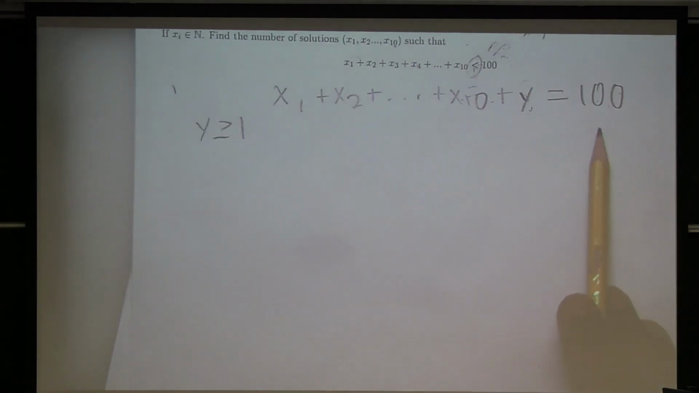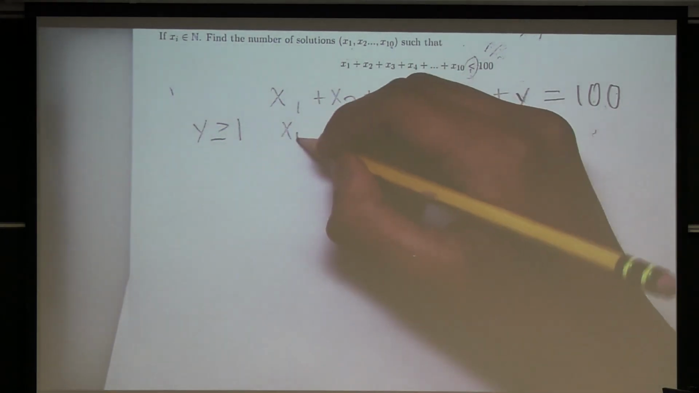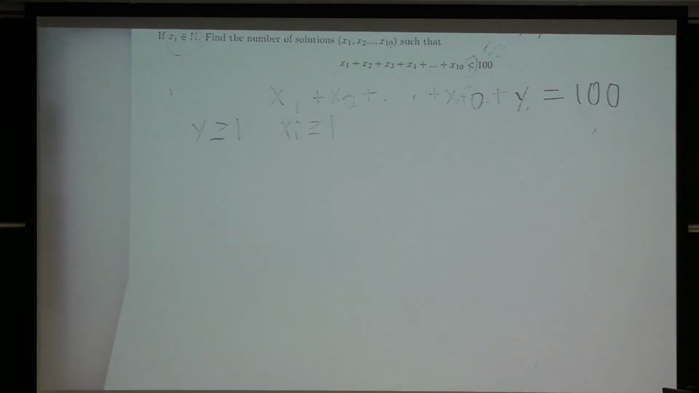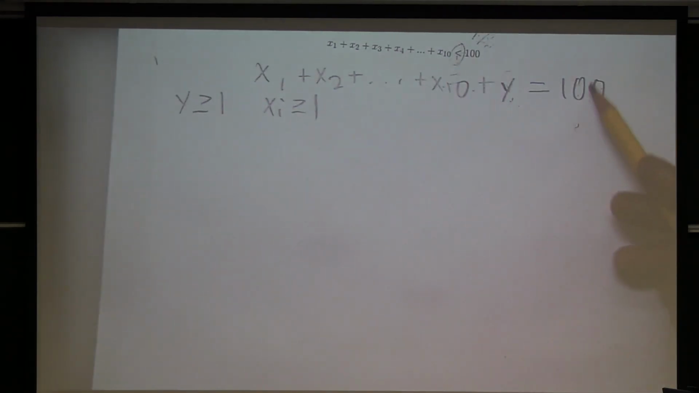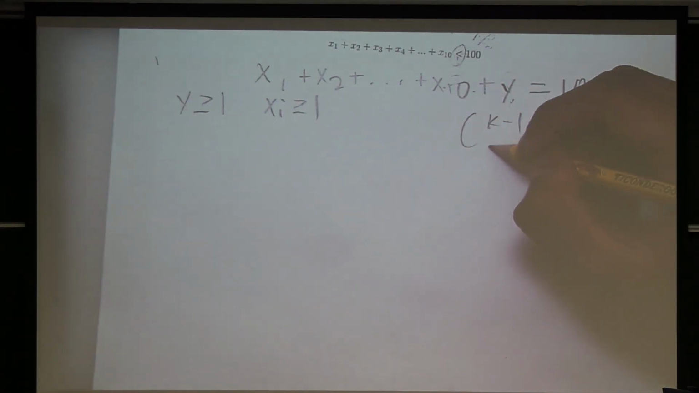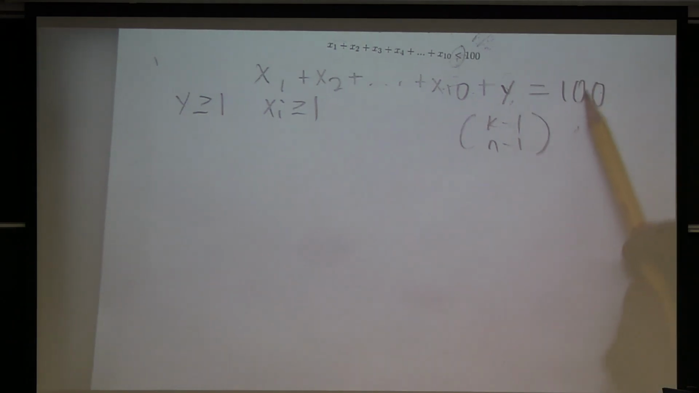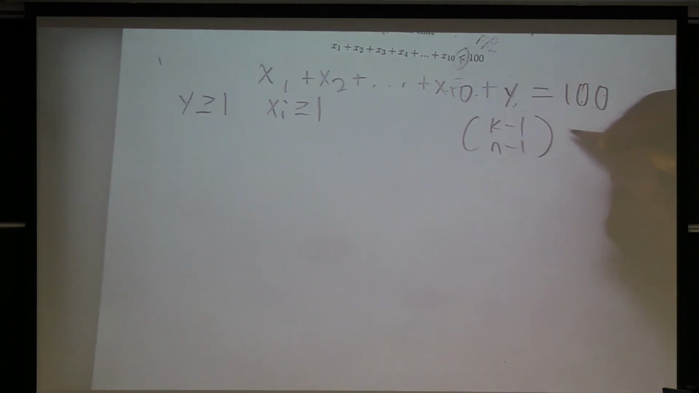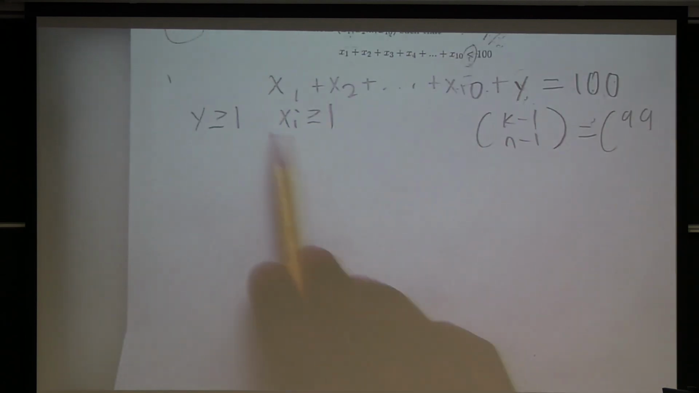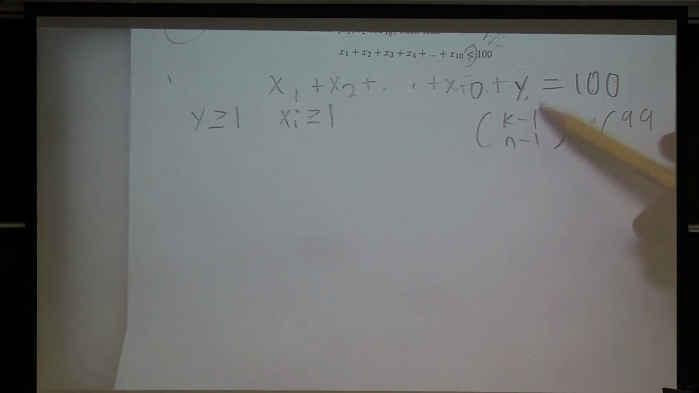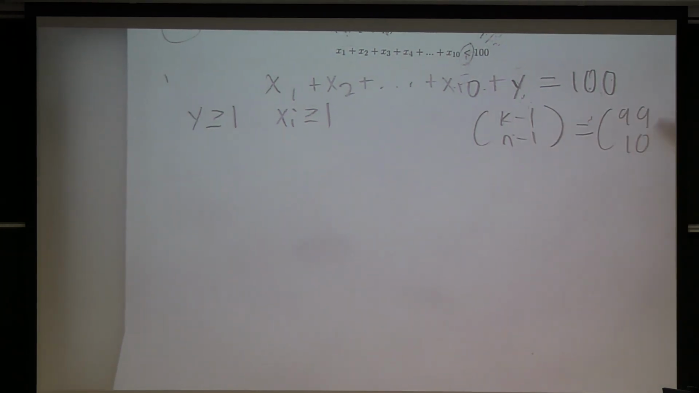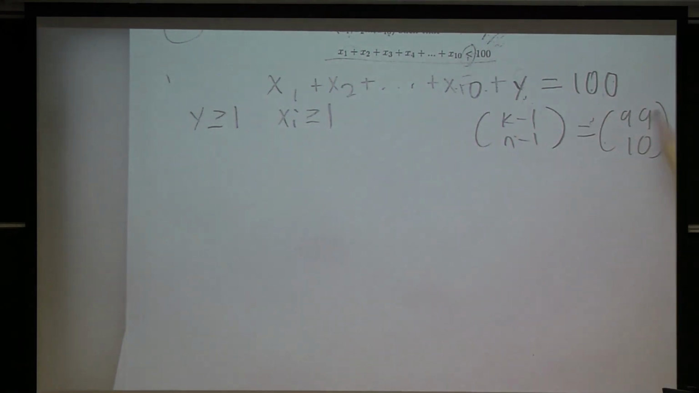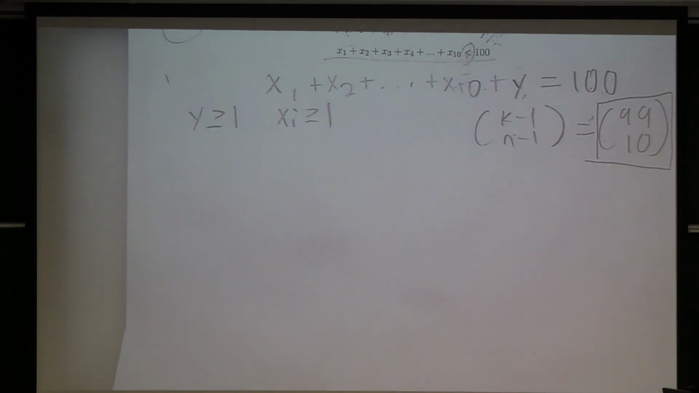So we can use stars and bars here because we're given that xi is also greater than or equal to 1 from it being a natural number. So we have the form k minus 1 choose n minus 1. Our k is 100, so we have 99, and we have a total of 11 variables here. So we can do 11 minus 1, which is just 10. Therefore, the total number of solutions for this inequality is 99 choose 10. Any questions?